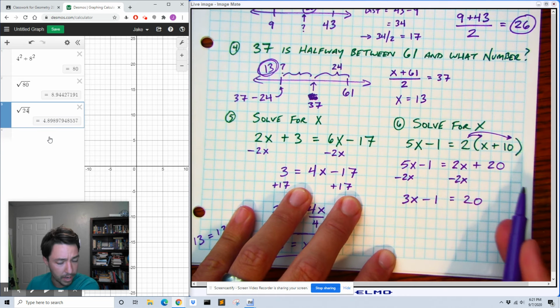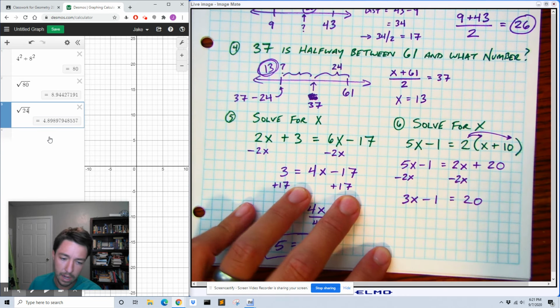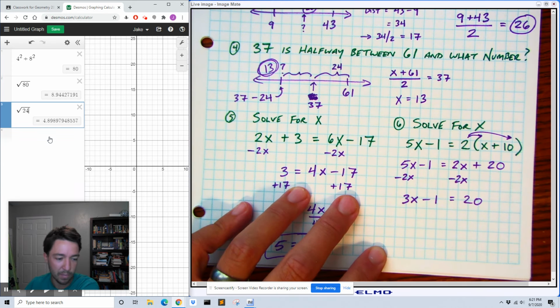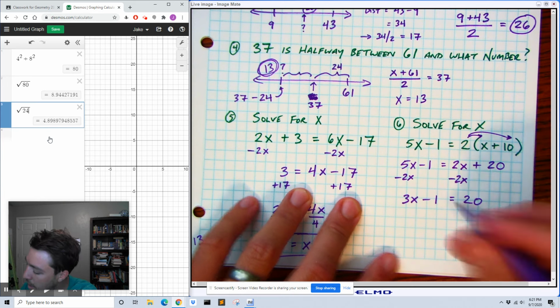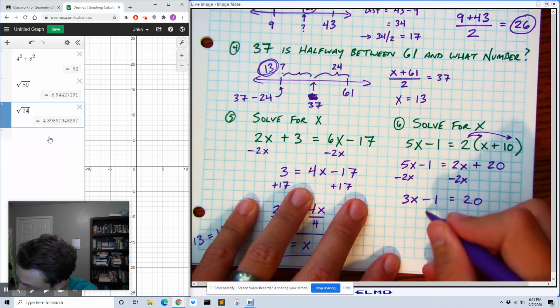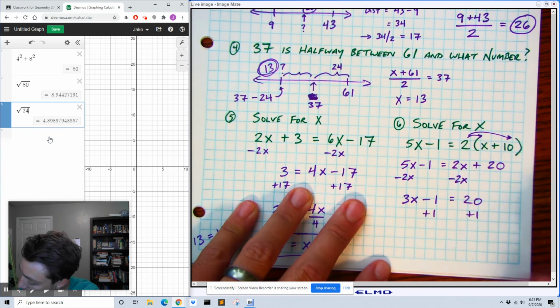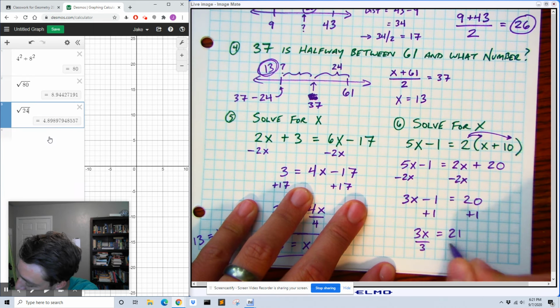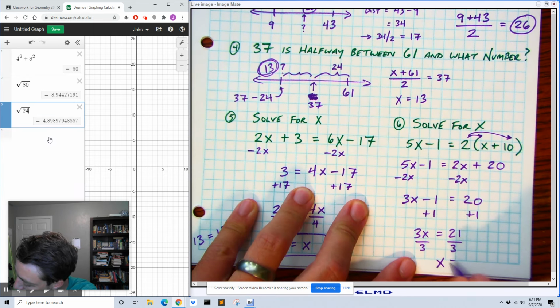Could I have done it the other way? Could I have subtracted 5x from both sides? Sure, totally fine. I just would have ended up with some more negative terms. Anyway, we're almost done. Add 1 to both sides. You get 3x equals 21. Divide both sides by 3. X has to be 7.